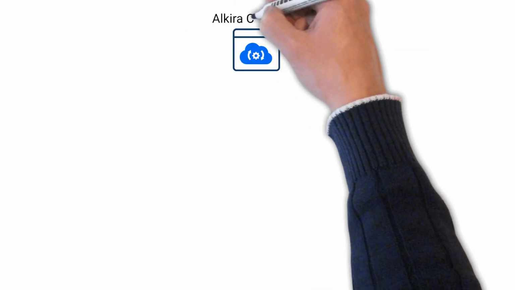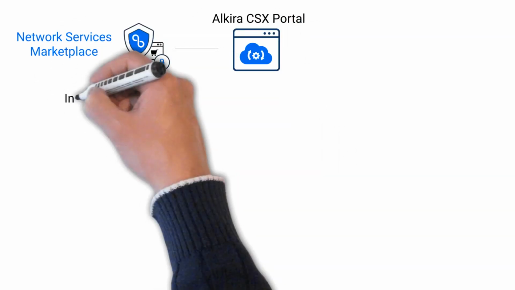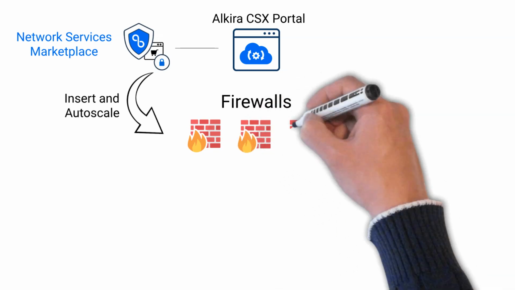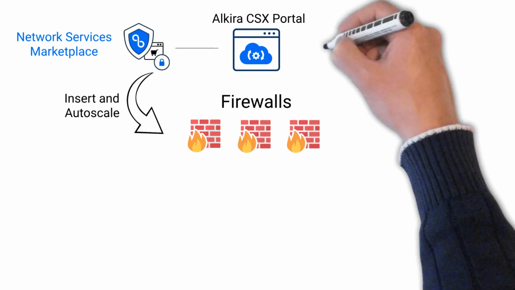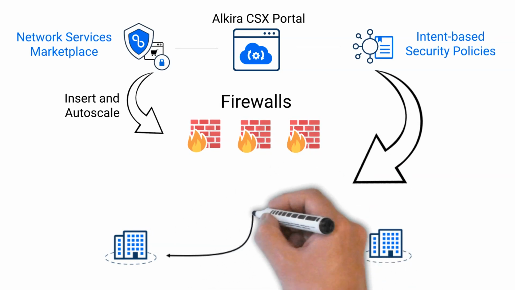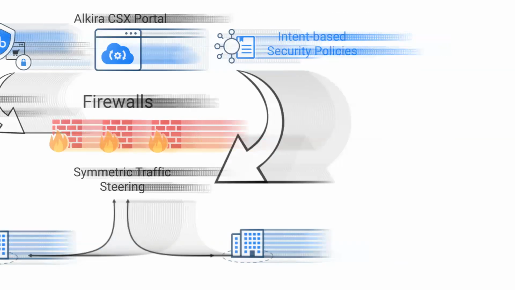For even further security controls, enterprises can easily insert and autoscale stateful security services from the Alkira Network Services Marketplace, such as firewalls, and symmetrically steer application traffic of interest across the cloud backbone using Alkira intent-based security policies.